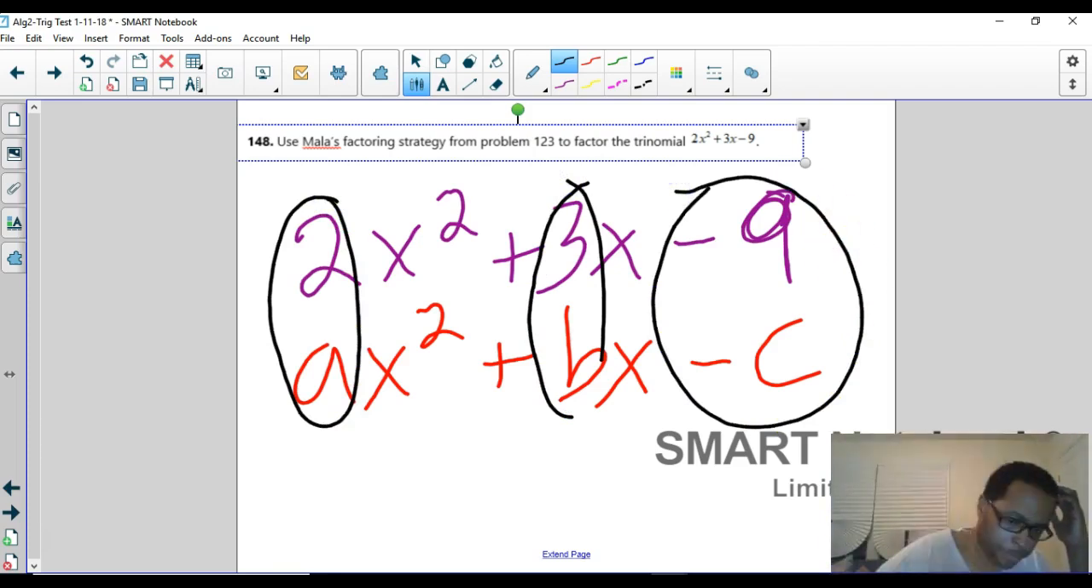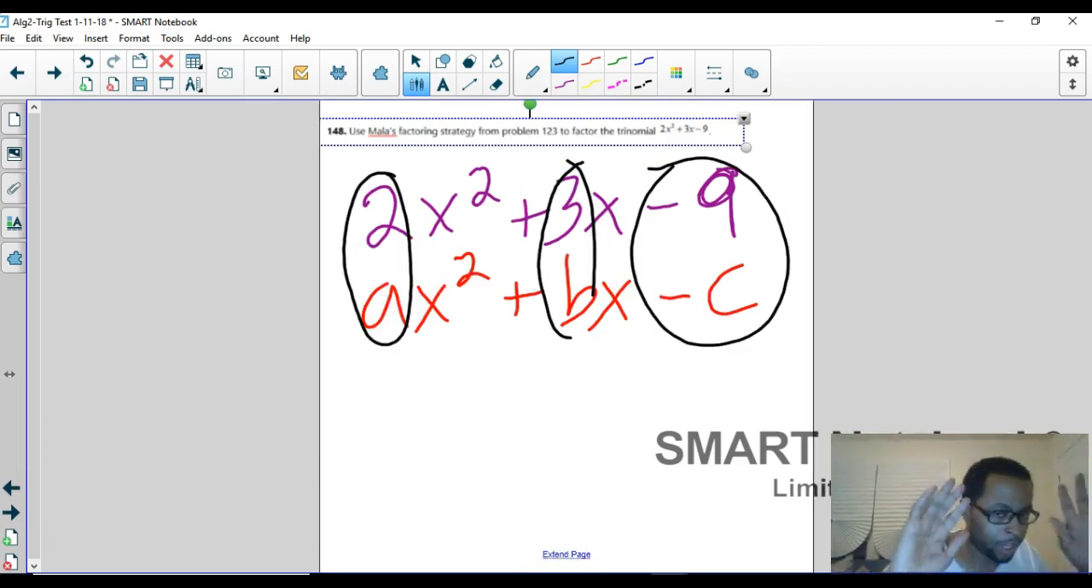Okay. So I'm going to explain this the same way. Don't get confused by the terms. It's the same thing we have been doing. Okay. So step 1.